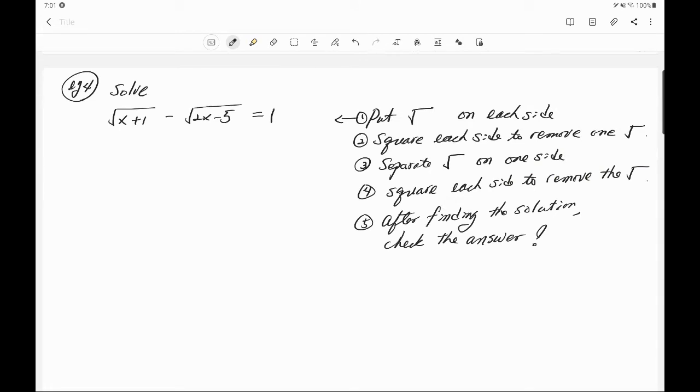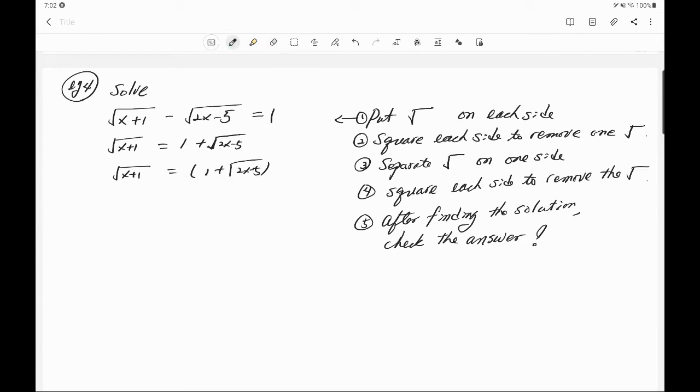Okay, next example is there are two radical expressions. Two radicals. So in that case, we will separate the radicals. So one is on the left and the other one is on the right side of the equation. So let's move the second radical to the right. Now the reason we separate is we want to remove one radical first by squaring each side. Okay, so if we square this expression, then what happens? We can remove one square root, right?